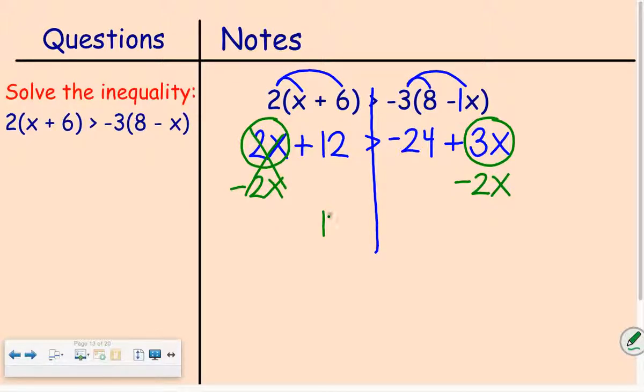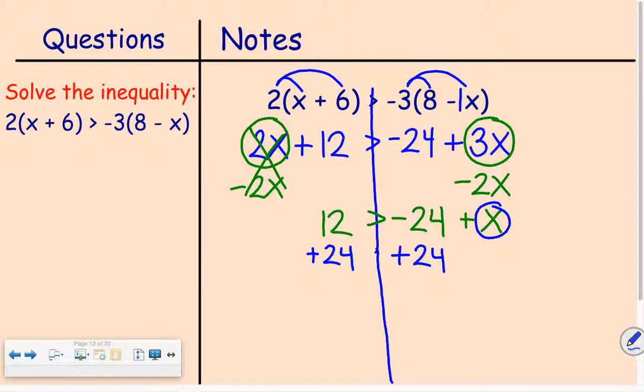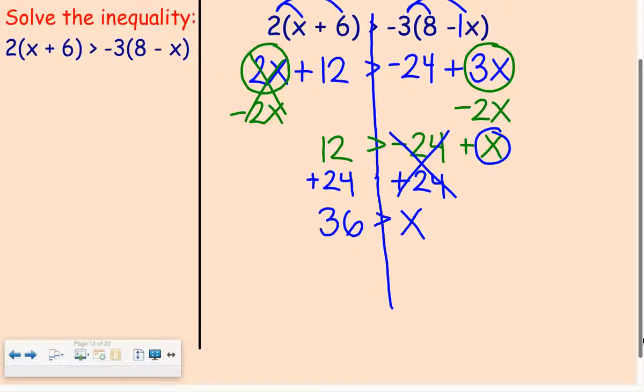Bring down our 12 greater than negative 24. 3x minus 2x is 1x. So now we just have to get rid of the 24 by adding it on both sides. So these make 0. 12 and 24 make 36. I don't have to divide on this one because x is already all by itself without a number in front except 1. So I just have to rewrite it to get the x on the left-hand side. Mouth is opening to the 36, so mouth should open to the 36.